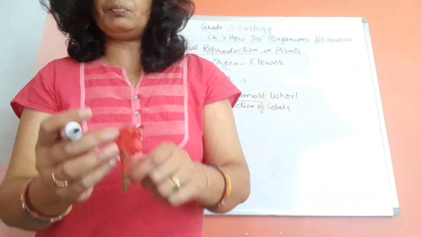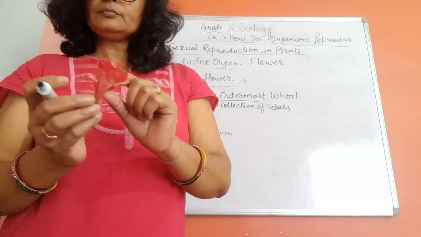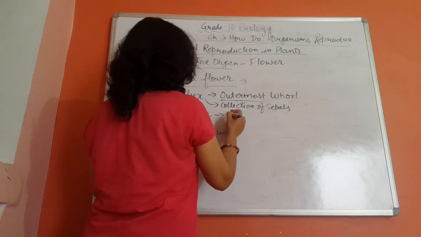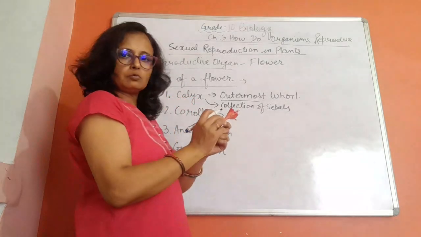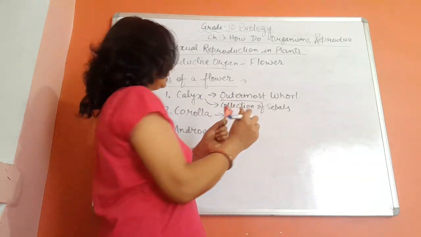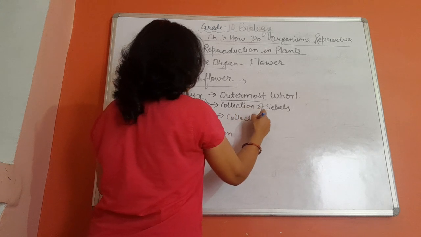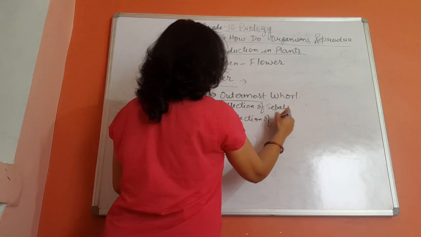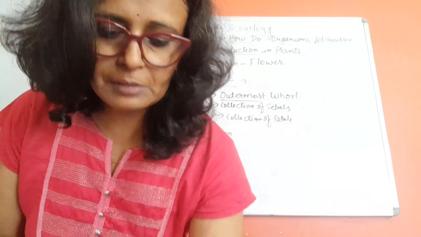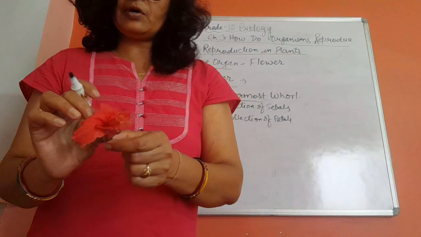Now we understood about this. Next is colorful part, attractive part. This is called corolla. And basically collection of petals. Corolla is the second outer wall. Outermost is sepal and second outer wall is corolla. And this is collection of petals. So how many petals in a China rose flower? 1, 2, 3, 4 and 5 petals.